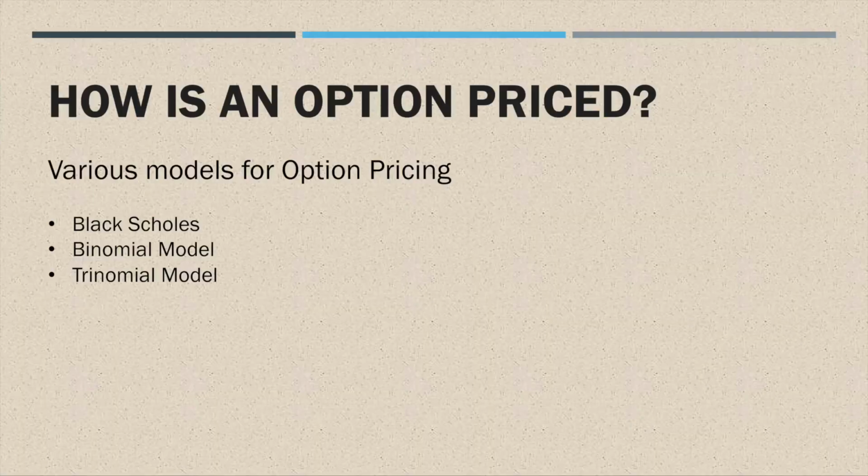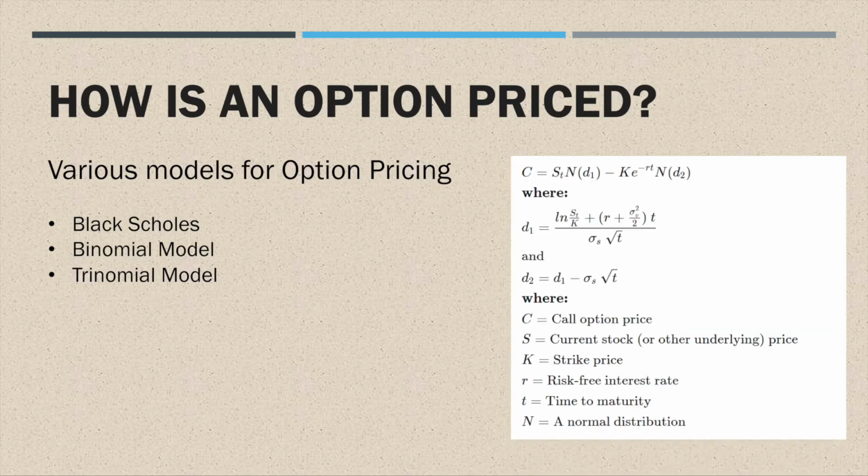So, before I go into this topic, I just need to briefly touch upon how an option is priced. Now, there are various models for pricing options. These are all mathematical models. Black-Scholes is the most common. Then we have the binomial model and the trinomial model. So, there are a few models. Black-Scholes is the most commonly used. If you look at Black-Scholes, this is how it's going to look.